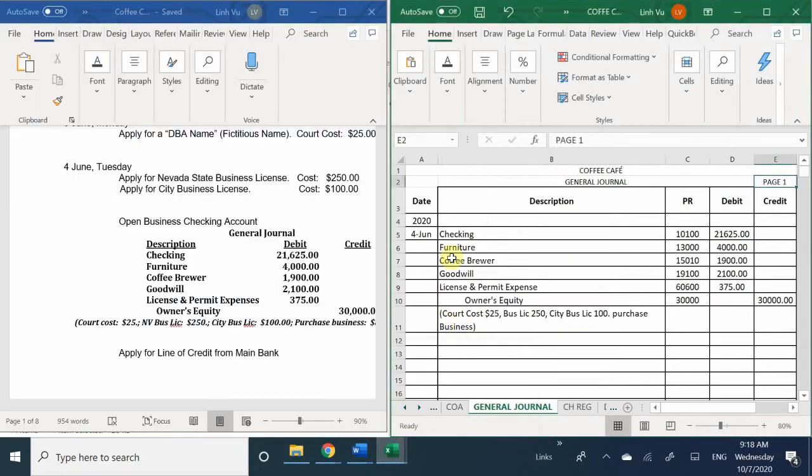So with that being said, we finished our very first transaction. So how do we feel about journalizing?